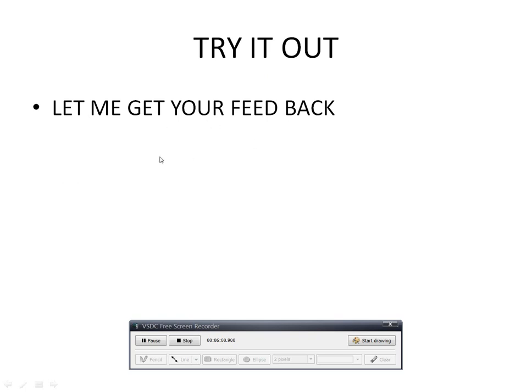So what will your diagram look like? Try it out and let me get your feedback as soon as you are completed. Thank you.